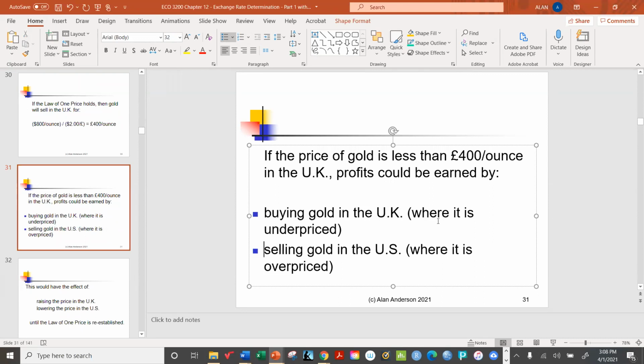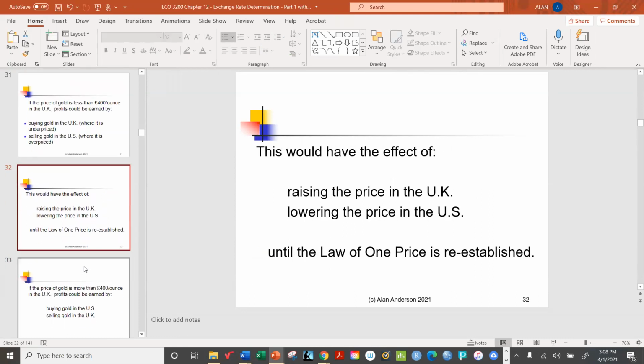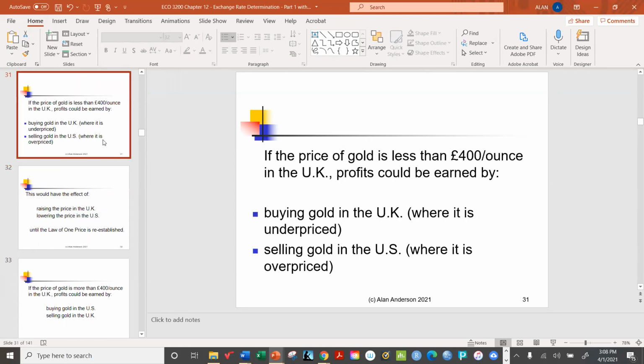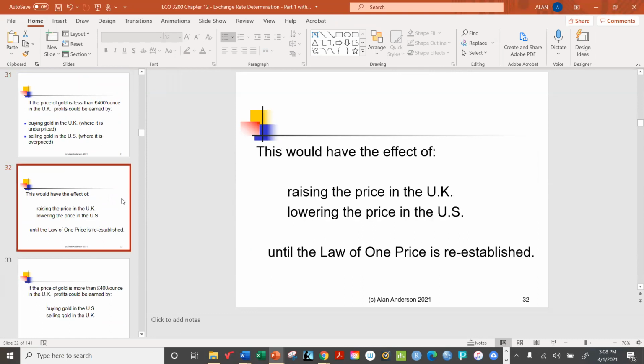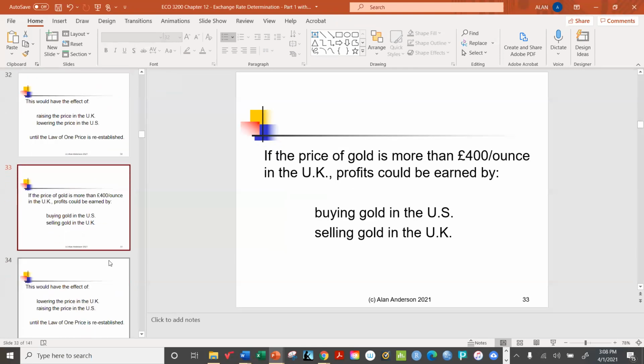All right, now, of course, this cannot last forever because in the market where you're buying the gold, the price will go up. In the market where you're selling the gold, the price will go down. And eventually, the price will be the same in both countries. And at that time, the law of one price will be reestablished.